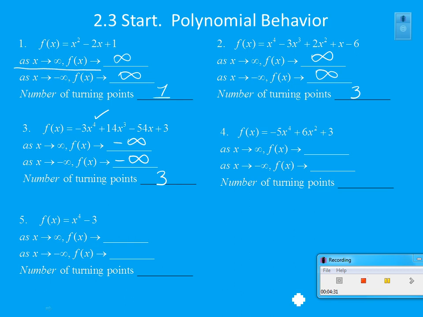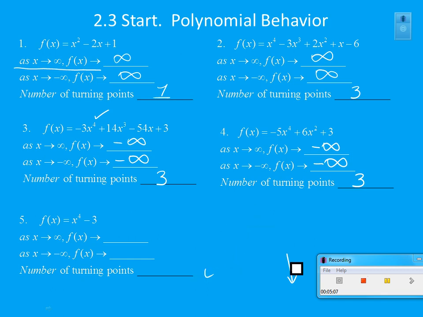Here's your number 4. If you were to graph that, I know once again it's an even power, so they're both up or they're both down. Since this is a negative out front, I know my end behavior is going to be pointing down. Then once again, guys, the middle does something. So as x approaches infinity, f of x approaches negative infinity. As x approaches negative infinity, f of x approaches negative infinity. I graphed it, but I know the most turning points that it could have would be 3.